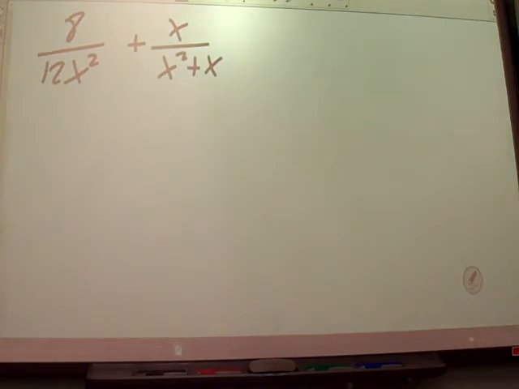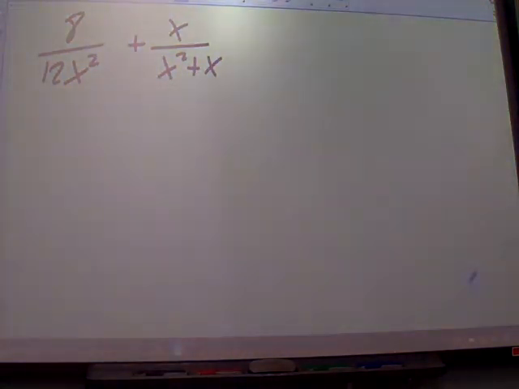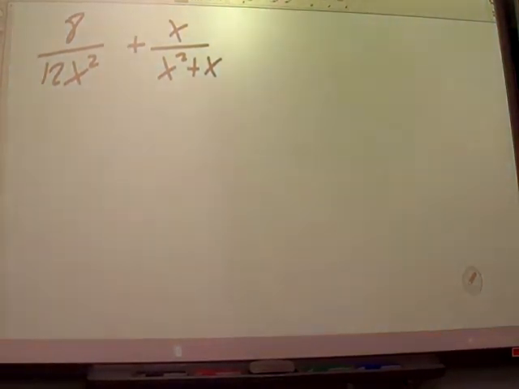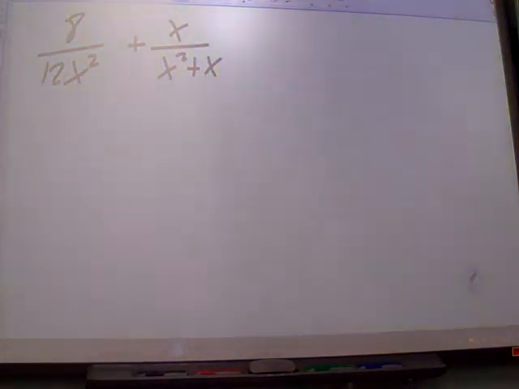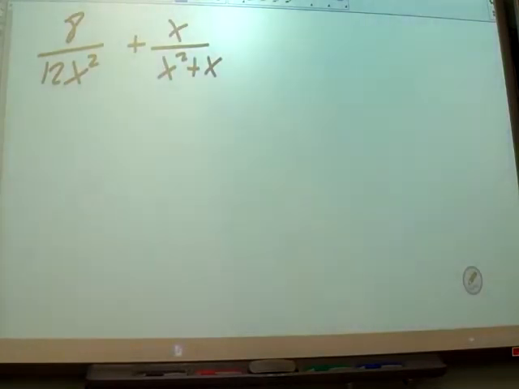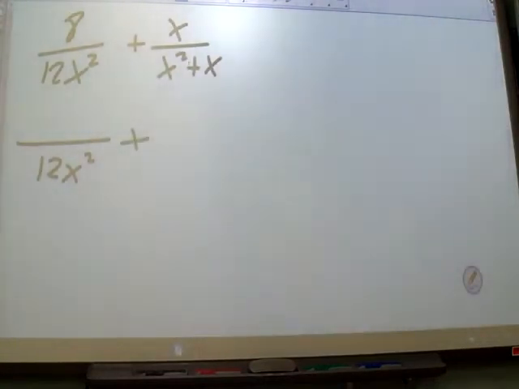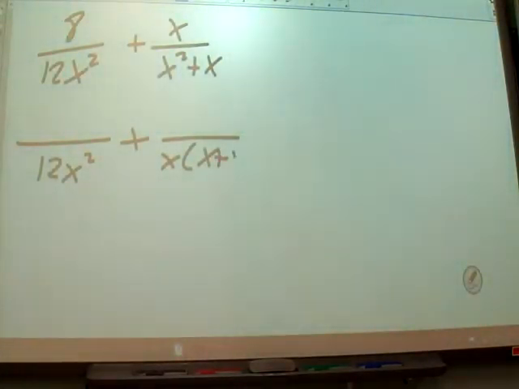All right, we got 8 over 12x squared plus x over x squared plus x. So before you start trying to guess what your common denominator is going to be, you need to factor, you need to see the parts. That way you'll know what parts to put on the other sides. So 12x squared, that's a monomial, that's going to stay 12x squared. Okay, what about x squared plus x? How does that factor? What's the GCF? X, so that'll leave you with x plus 1.